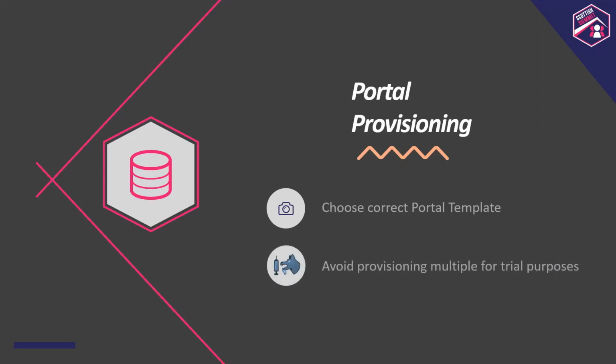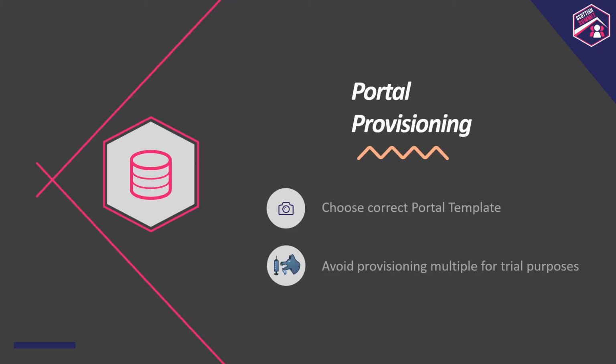Another one would be to avoid provisioning multiple portals for just trial purposes. I've actually seen a few clients doing this. Basically, they want to try the portals and they start provisioning different portal types just to keep having trials. This actually creates a mess in your environment if you think about it. Let's say then you want to start your actual portal project. Once you go to your environment and start playing with the records, you have hundreds of web pages, lots of web templates.